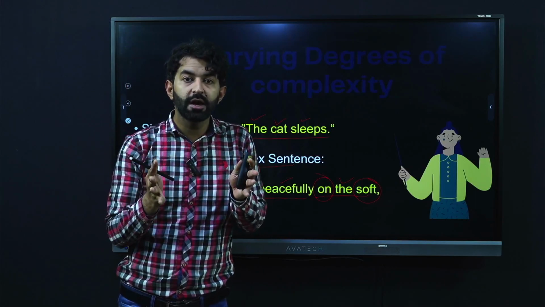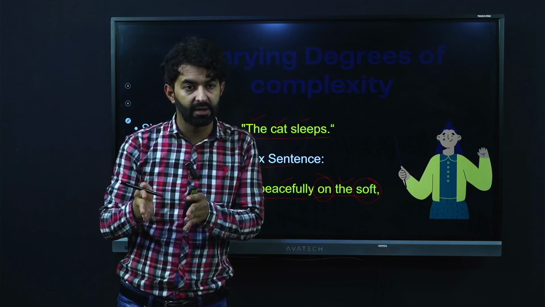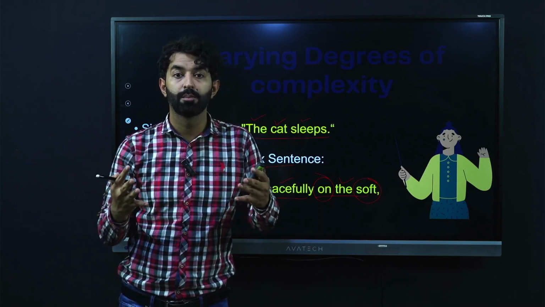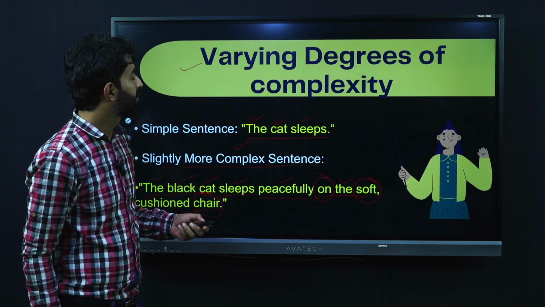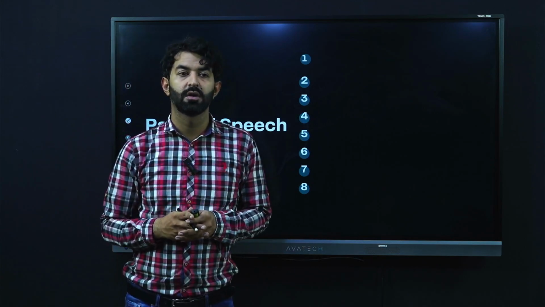So you can see that we can break down any sentence into different categories, different parts, and we have named them, and they are called parts of speech. Now, let's see how many parts of speech there are.